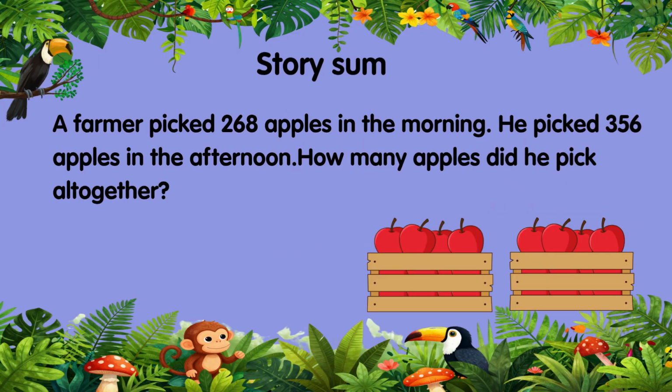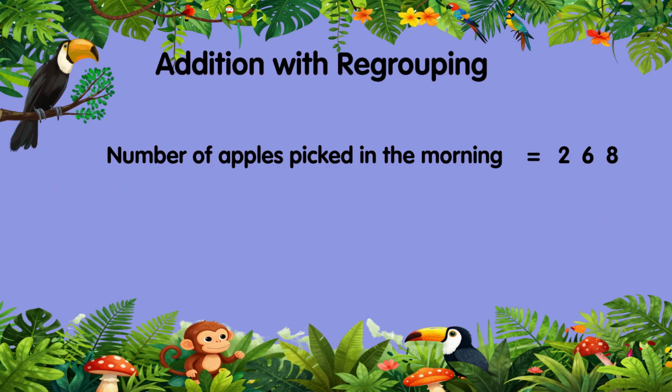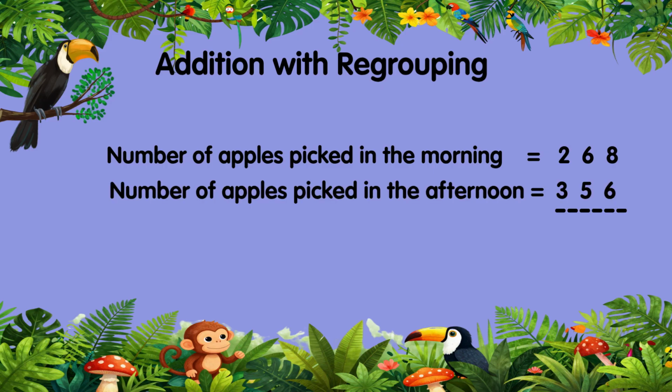A farmer picked 268 apples in the morning. He picked 356 apples in the afternoon. How many apples did he pick altogether? First write the given information. So our first statement is number of apples picked in the morning is equal to 268. Our second statement is number of apples picked in the afternoon is equal to 356. Now we need to find out the total number of apples the farmer picked altogether. So our third statement is total number of apples picked is equal to.